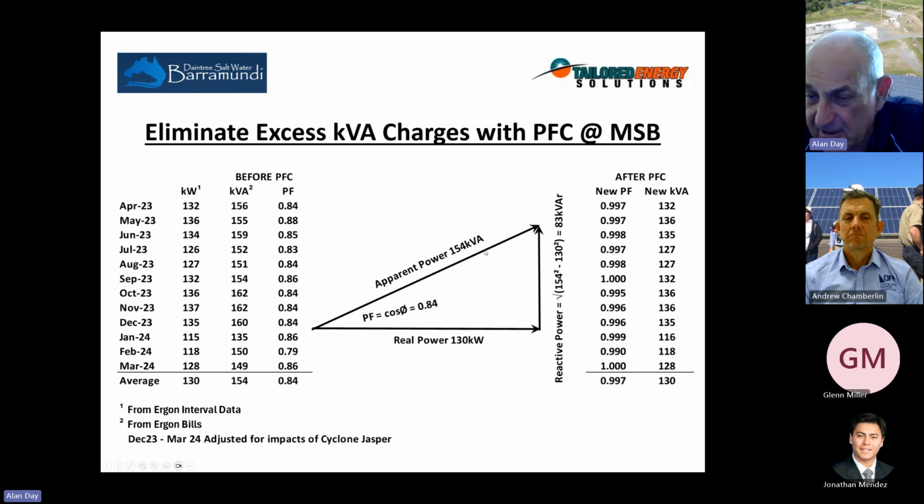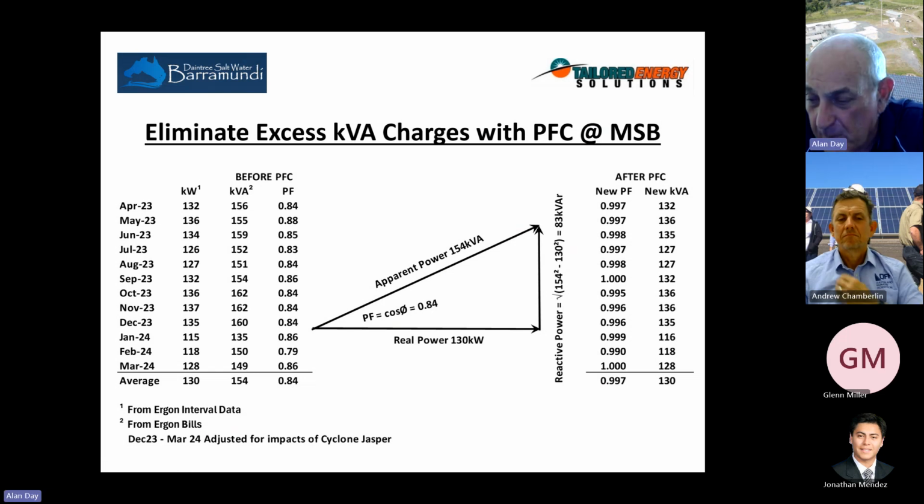When you do the numbers, we know their power factor. This is just Pythagoras theorem. We know that their reactive power is 83. It's called kVAR, kVA reactive. So from Ergon's point of view, it looks to them like the site needs 154 kVA. So you can see here the kVA before power factor correction, 154 versus 130 kilowatts. So the power factor itself is 0.84.